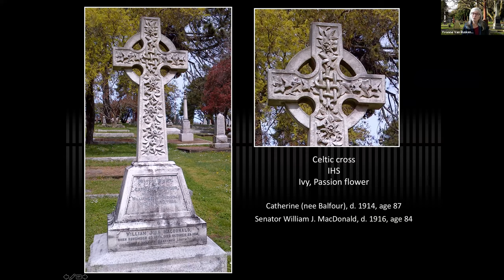Now here across the crossbar, we have ivy. Ivy is evergreen, so it means immortality, eternal life. It also is clingy, so it can symbolize undying love and is often used on the graves of women and married couples. And the other beautiful carving we have on this one is a particularly gorgeous carving of the passion flower.